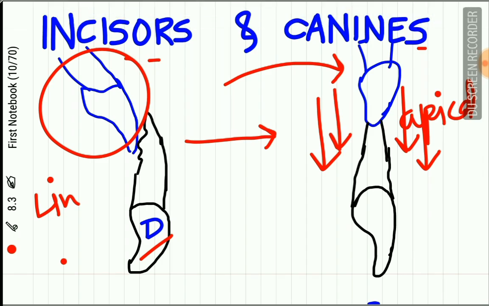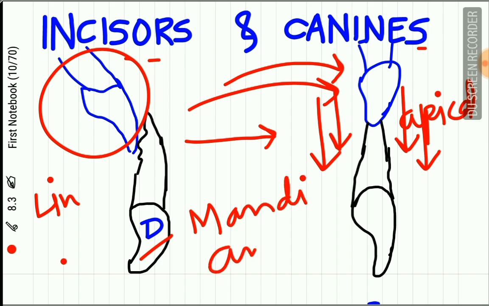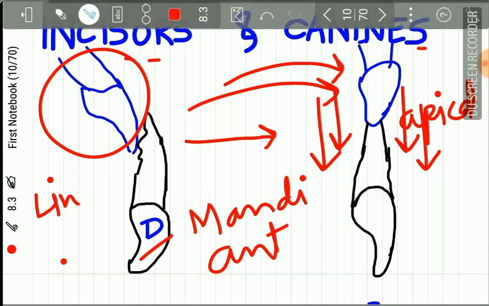Sometimes this apical repositioning does not occur in some teeth. Most probably this does not occur in the mandibular anteriors, as a result of which the permanent mandibular anteriors erupt lingual to the deciduous anteriors.